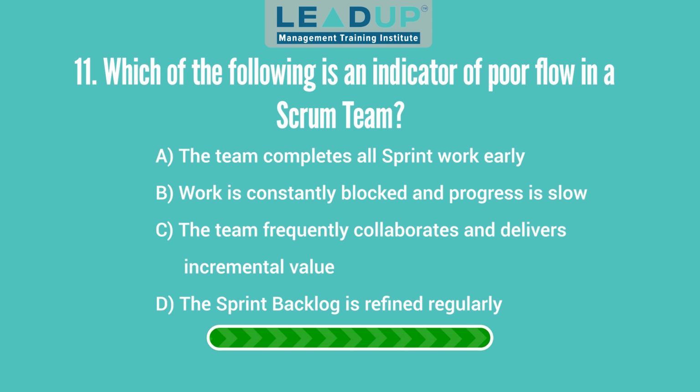Which of the following is an indicator of poor flow in a Scrum team? A. The team completes all sprint work early. B. Work is constantly blocked and progress is slow. C. The team frequently collaborates and delivers incremental value. And D. The sprint backlog is refined regularly.